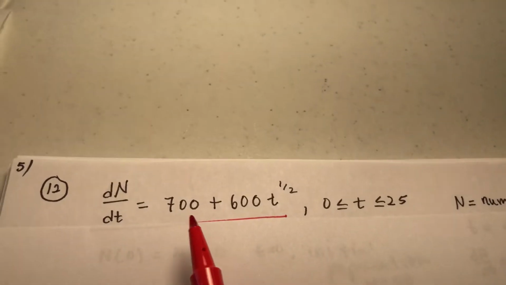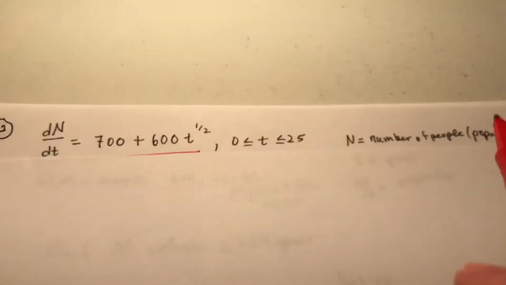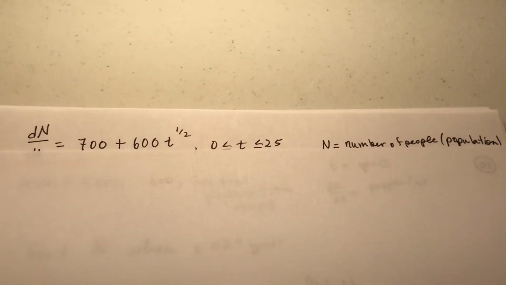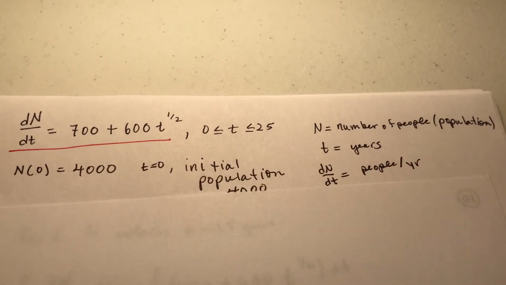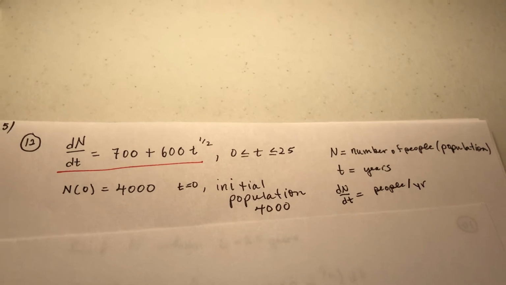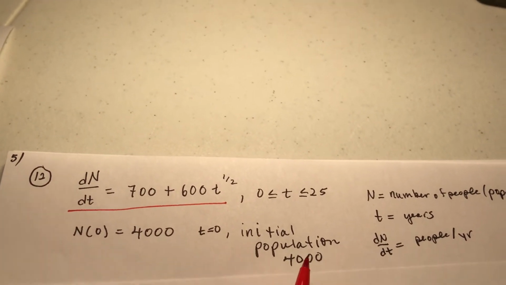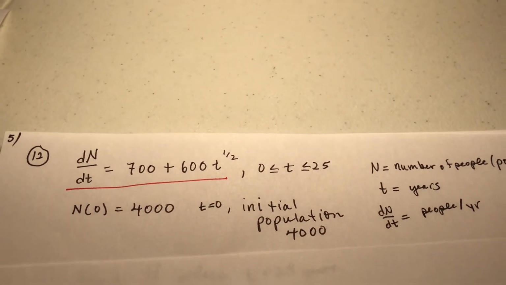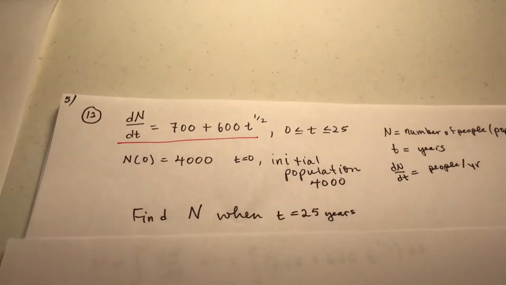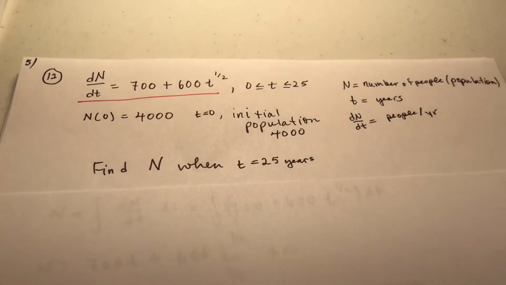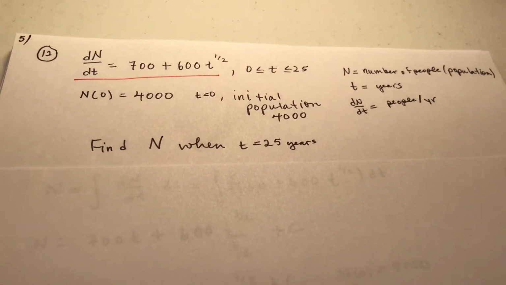So let's see. I'm given the derivative on a closed interval. So that's your domain. N is the number of people, or the population. I wrote some things down. t is years. dN/dt is people per year. I also know that N of 0 is 4,000, because at t equals 0, the initial population is 4,000. All right, so I know some things about it. And the question is, find N when t is 25. So meaning 25 years later, what's the population?